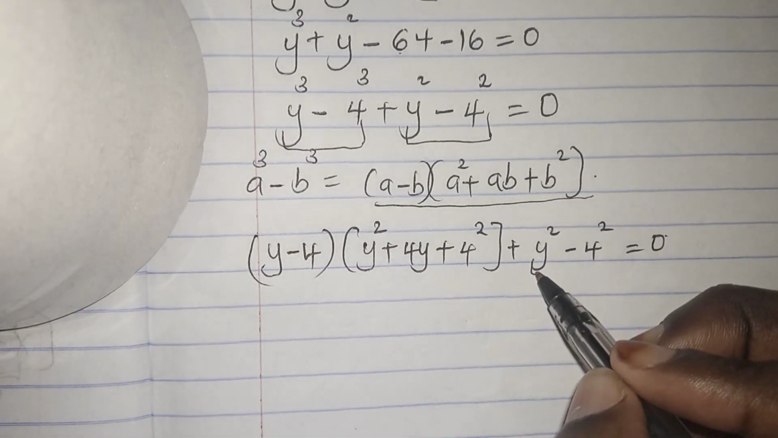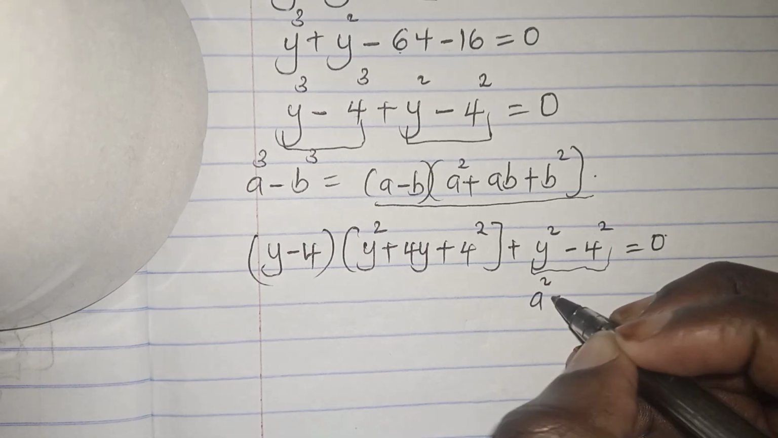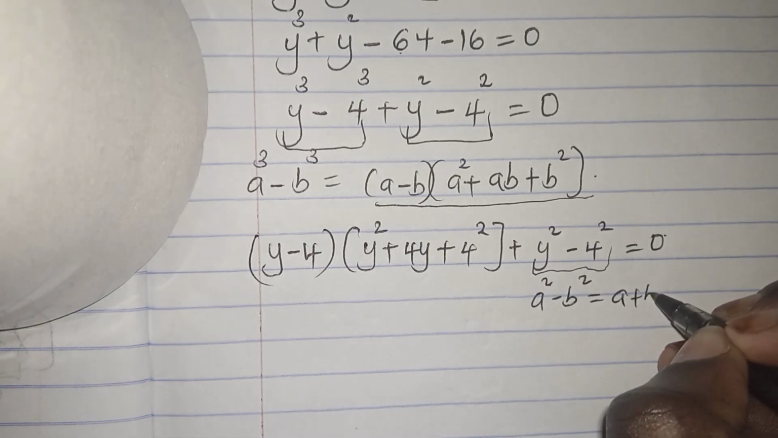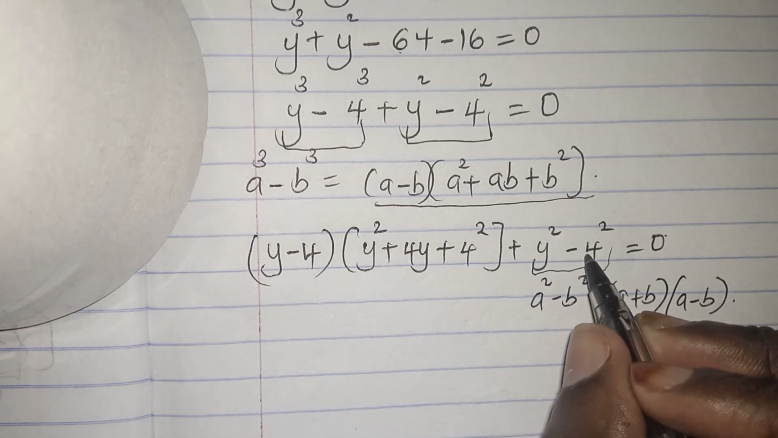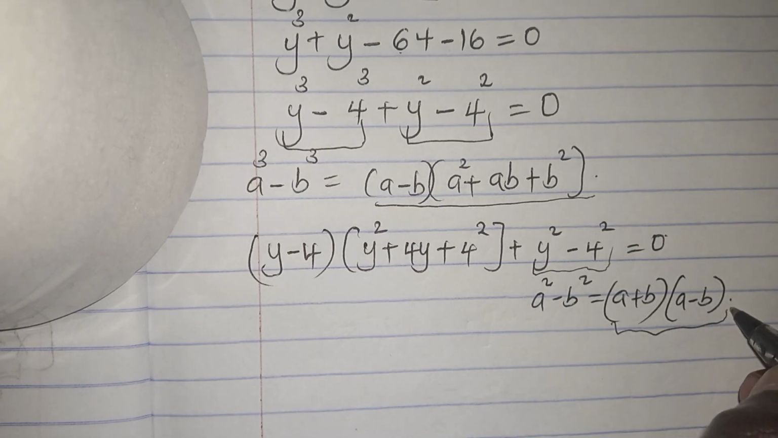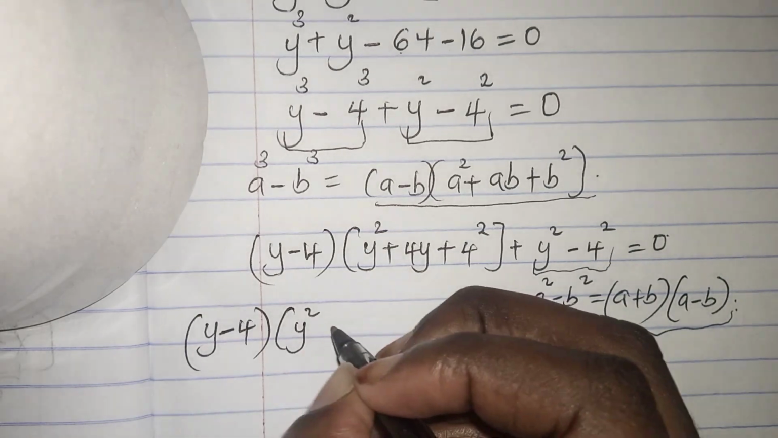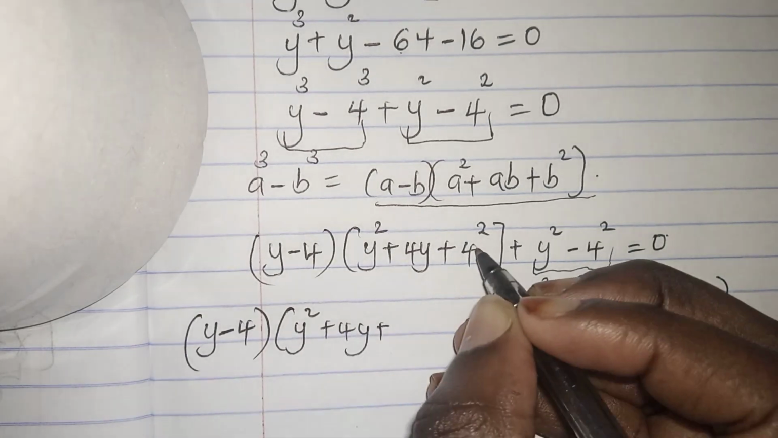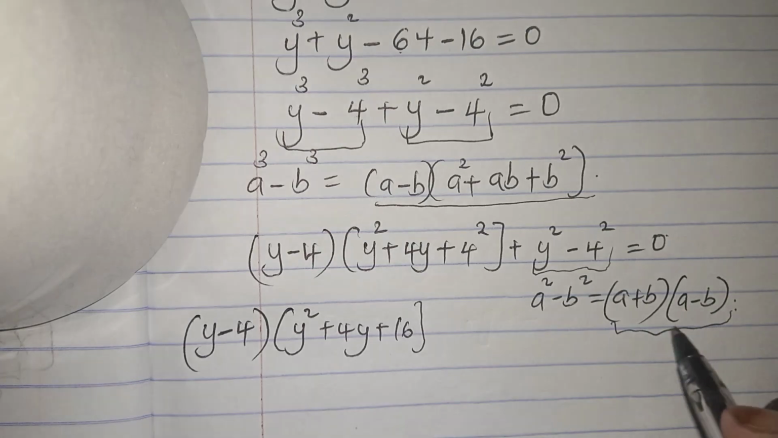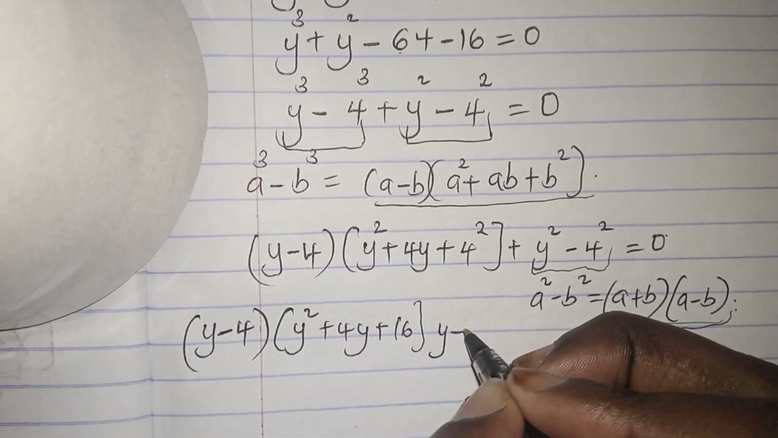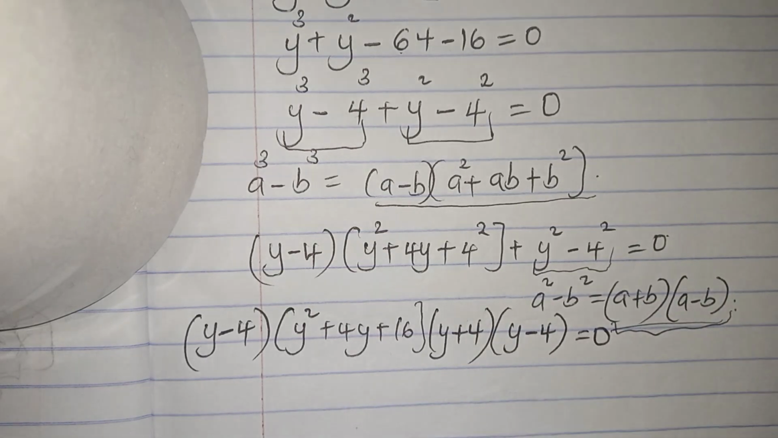Okay, so our next step is to use the perfect square rule to solve this. When you have a squared minus b squared, it is equal to a plus b into a minus b. So we are going to express y squared minus 4 squared in this form. And this will be y minus 4 bracket y squared plus 4y plus 4 squared, this is 16. Then expressing this into this, so this will be y plus 4 bracket y minus 4 is equal to 0.